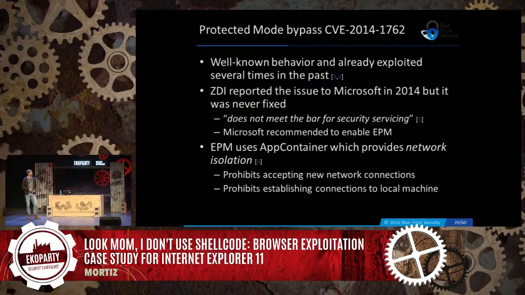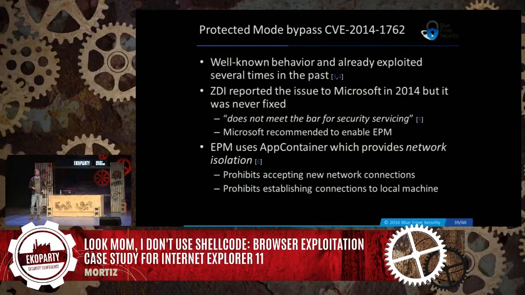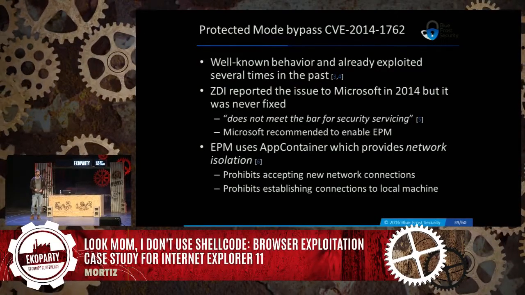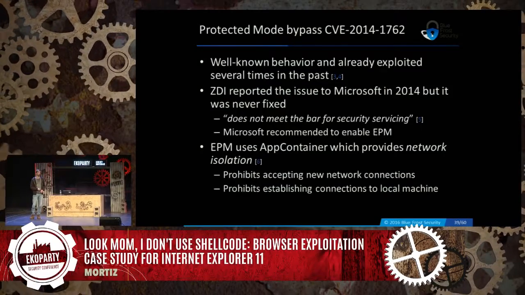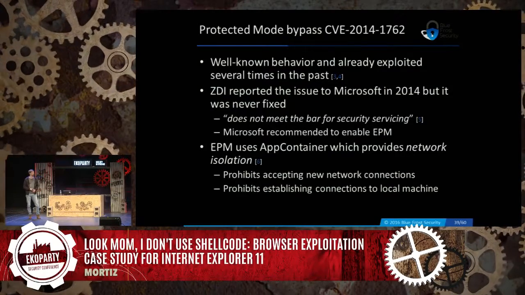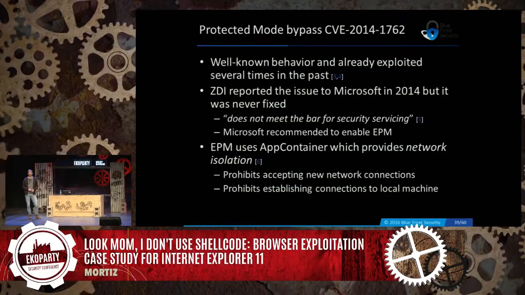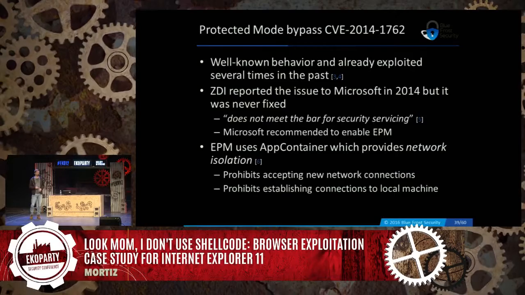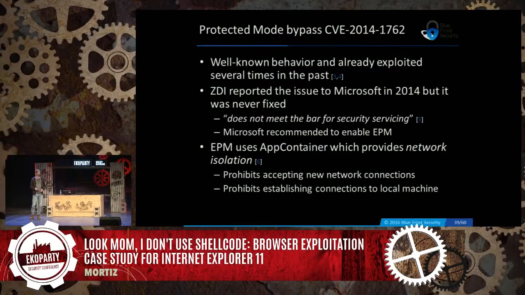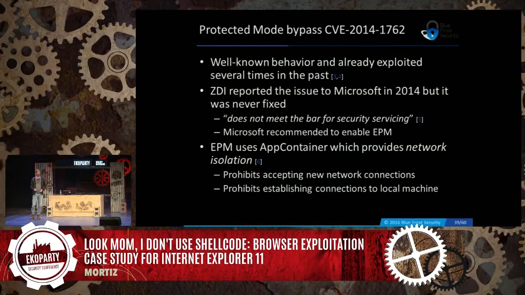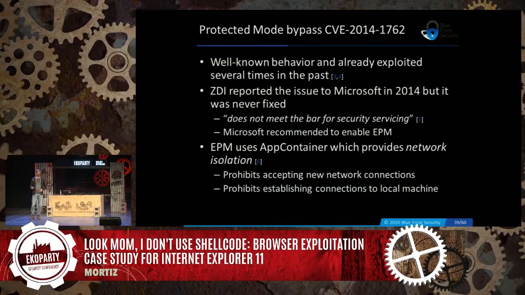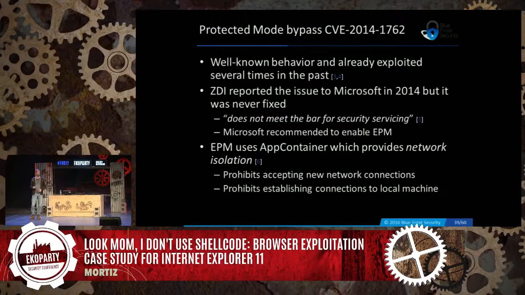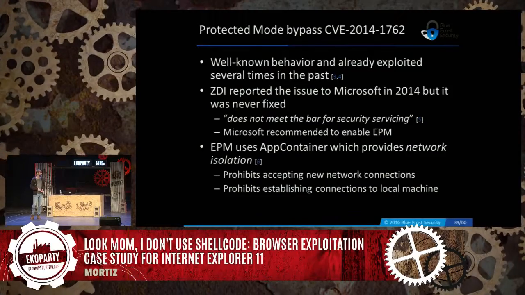And why does EPM actually protect against this issue? EPM is based on the AppContainer sandbox, which is a really strong sandbox on Windows. What AppContainer does is provide network isolation. Network isolation prevents a sandboxed process from accepting new network connections, and it should also prevent the sandboxed process from establishing new connections to the local machine.